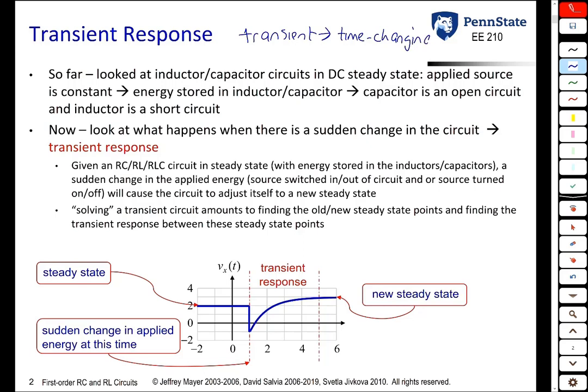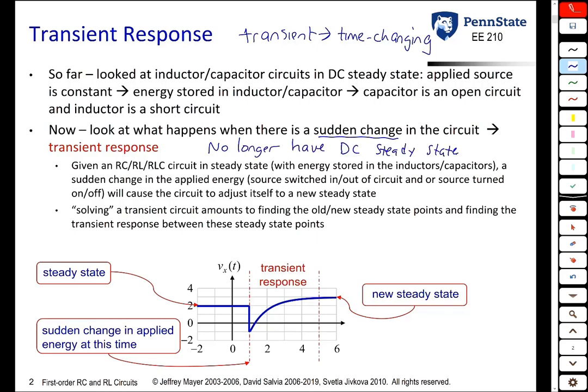In the previous packet of notes, we looked at many different properties of capacitors and inductors, and one of them was DC steady state. We saw that if a circuit was sitting there a long time with a DC voltage or current source, the capacitor eventually looks like an open circuit, the inductor looks like a short circuit, and they both are storing energy. What we're going to look at in this packet of notes is what happens when there is a sudden change in the circuit so that you no longer have DC steady state.